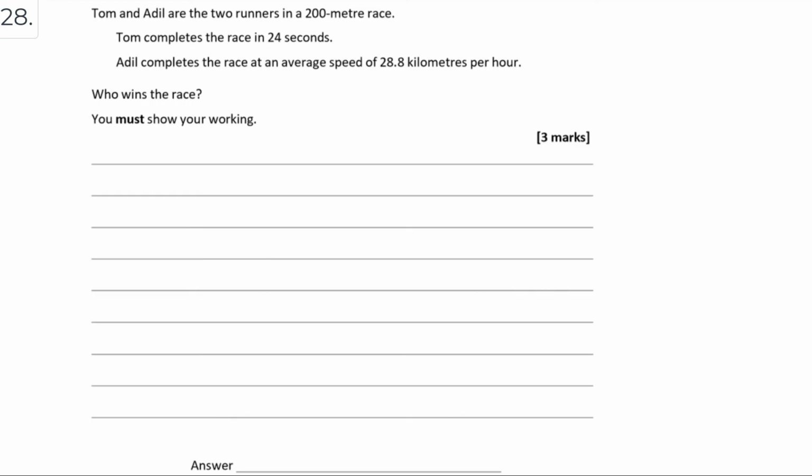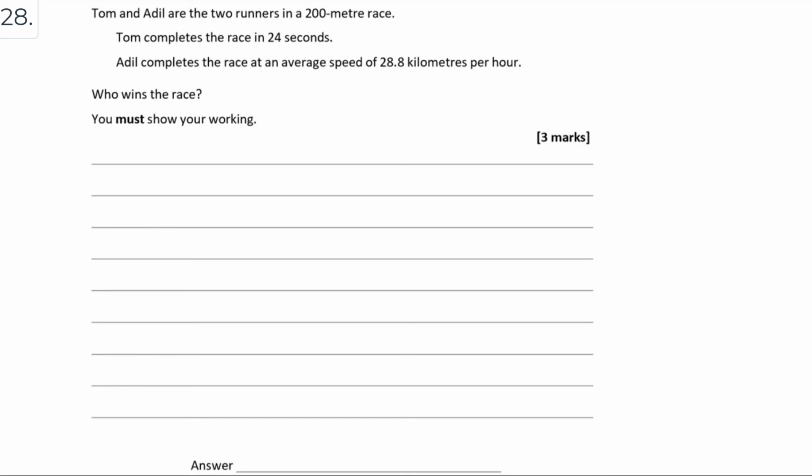Tom and Adil are the two runners in a 200-meter race. Tom completes the race in 24 seconds. Adil completes the race at an average speed of 28.8 kilometers per hour. Who wins the race? You must show your working. The person who wins the race is the person who runs it in the shortest amount of time. Tom completes the race in 24 seconds, and we know it's a 200-meter race.